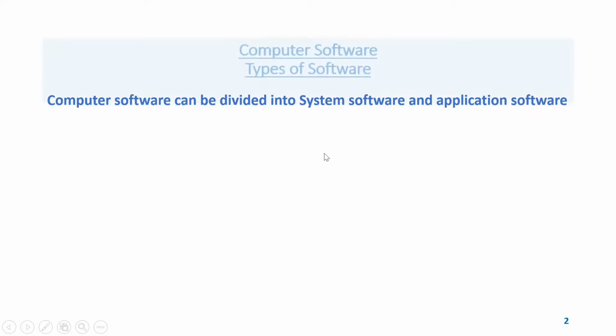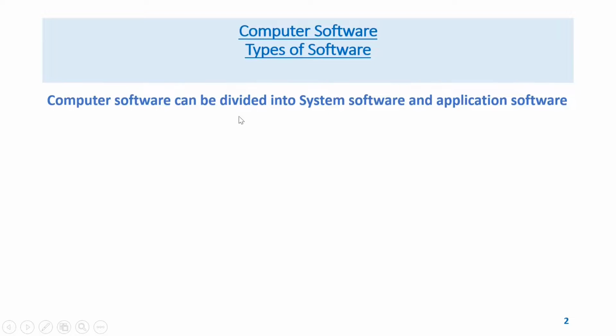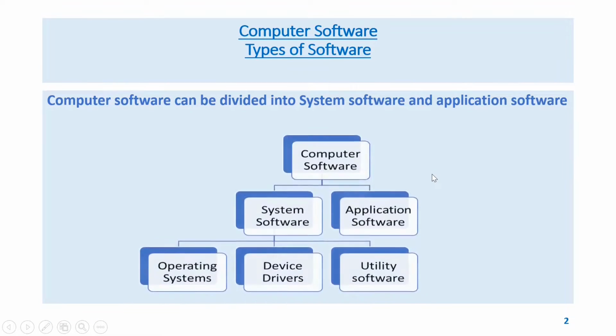Types of software. Computer software can be divided into system software and application software. And system software is again subdivided into operating systems, device drivers, and utility software. We'll look into each of these in the coming sections.